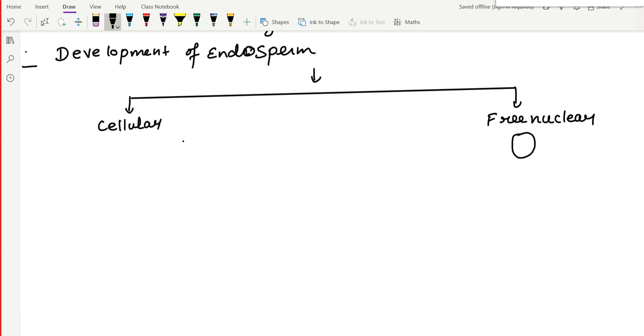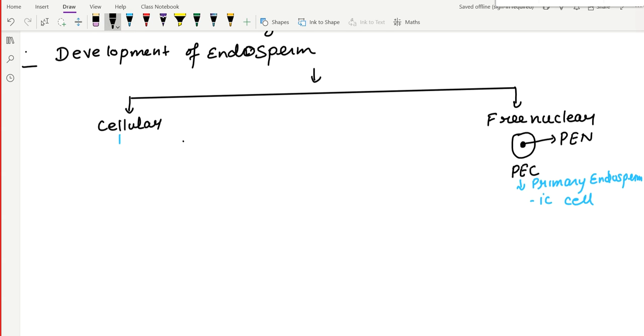This is a cell, and see, I'm gonna label it two different names. This is called PEC, and this part at the center, the nucleus, is called PEN. What is this PEC and PEN? PEC means primary endospermic cell, and PEN means primary endospermic nucleus.